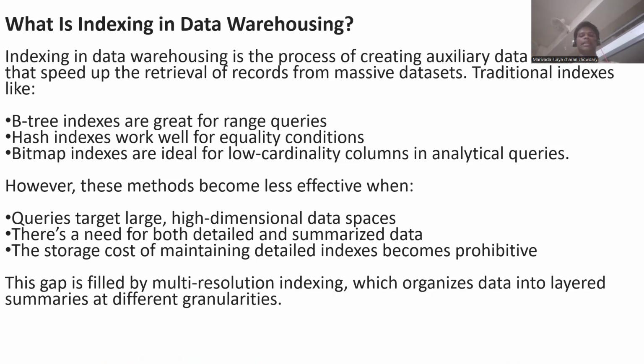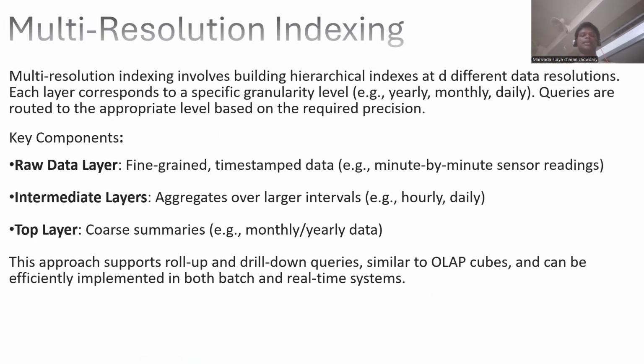There's a need for both detailed and summarized data. The storage cost of maintaining detailed indexing becomes prohibitive. This gap is filled by multi-resolution indexing. Multi-resolution indexing involves building hierarchical indexes at different data resolutions. Each layer corresponds to a specific granularity level. Example: yearly, monthly, daily. Queries are routed to appropriate levels based on the required precision.